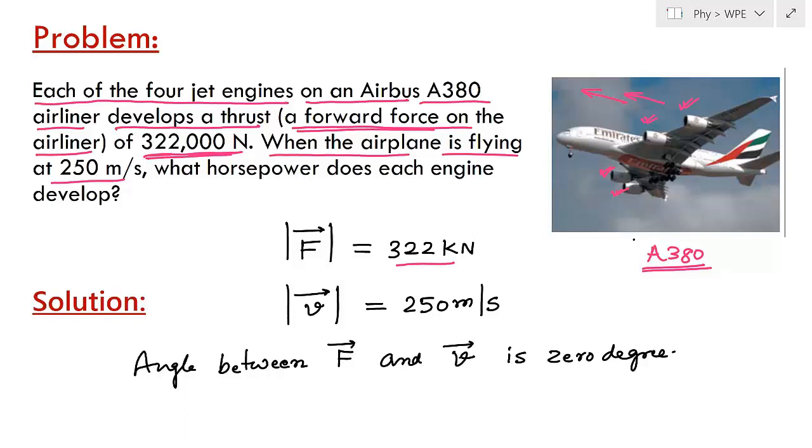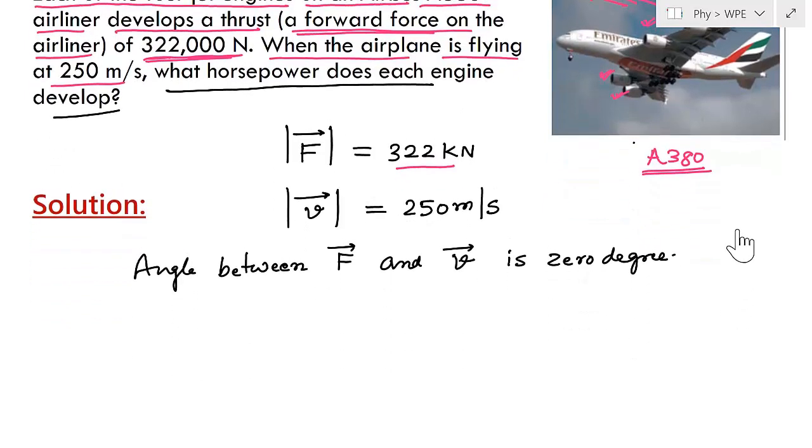Now the question says, what horsepower does each engine develop? So we have to find the amount of horsepower developed or generated by each of the engines. You may remember horsepower is a unit of power. So in other words, we have to calculate how much power each engine develops. So basically we have to find in this problem the power developed by each engine.